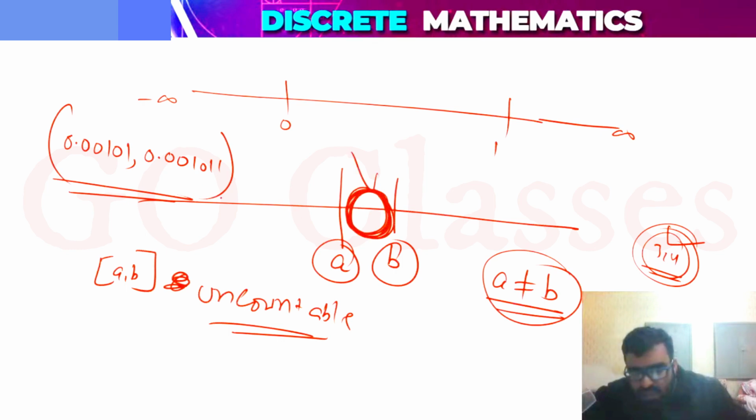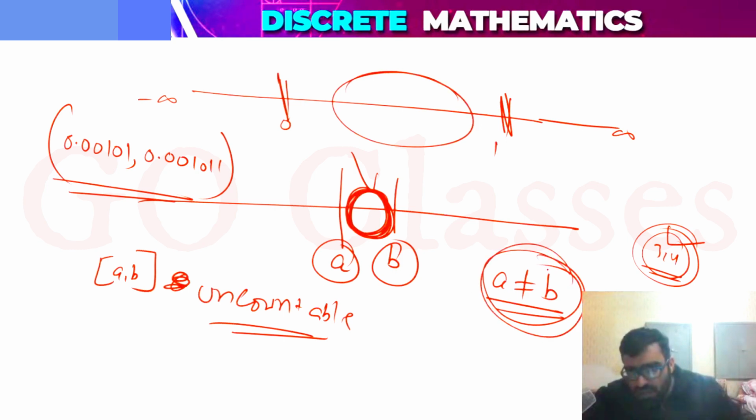This also you can prove. It's not a very hard thing. You can very easily prove it. But anyway, you got the intuition behind it, because between 0 and 1, we have proven that this is uncountable. Similarly, you can see this also. So this is a very nice result actually. If you have two different real numbers, then the set of real numbers between them will be uncountable.